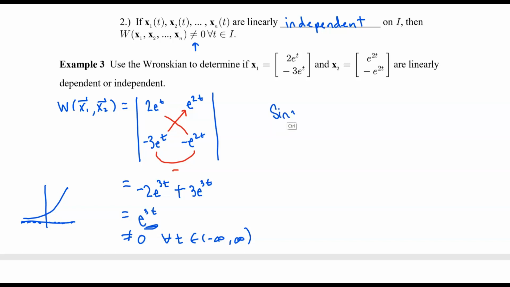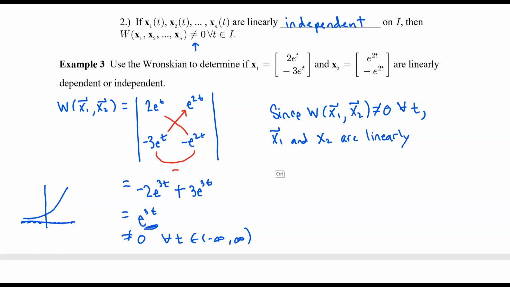So since the Wronskian of x sub 1 and x sub 2, check your notation, make sure you get vector hats on those x sub 1 and x sub 2. Since the Wronskian is different from 0 for all t, then we can say x sub 1 and x sub 2 are linearly independent.